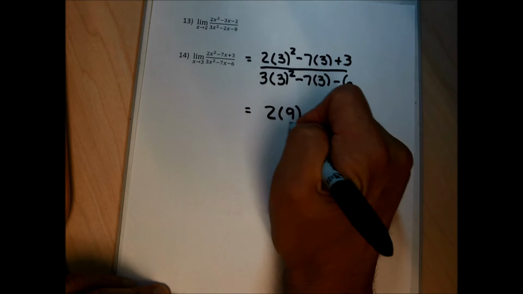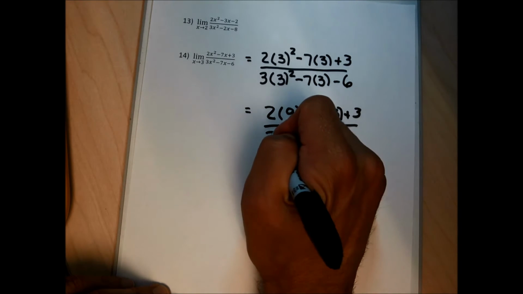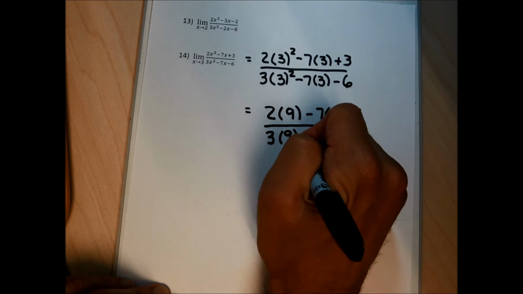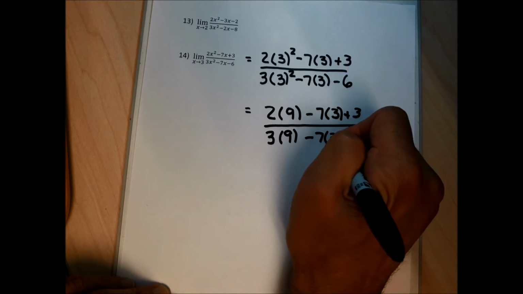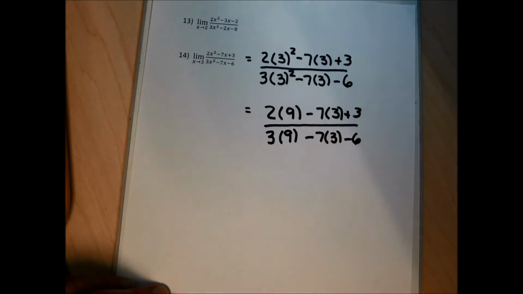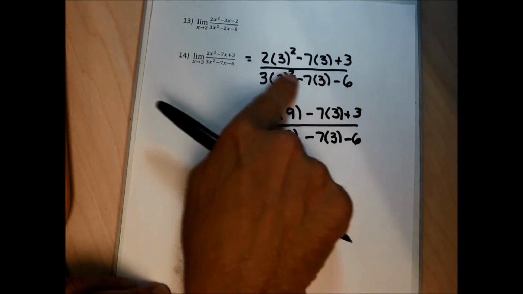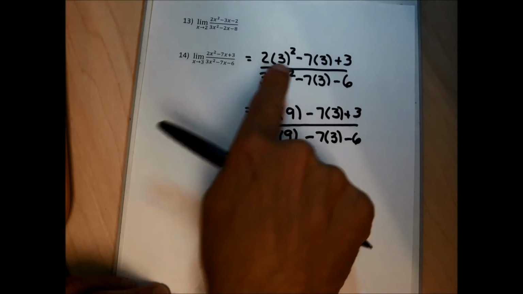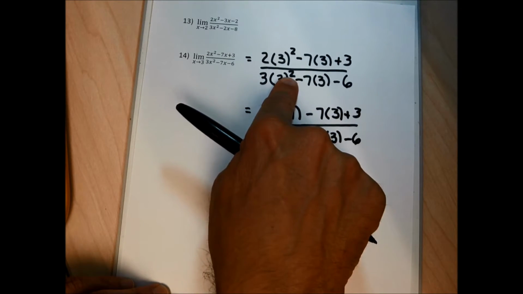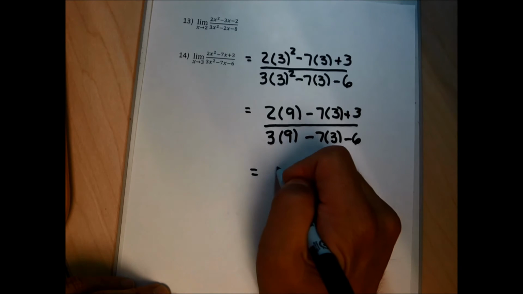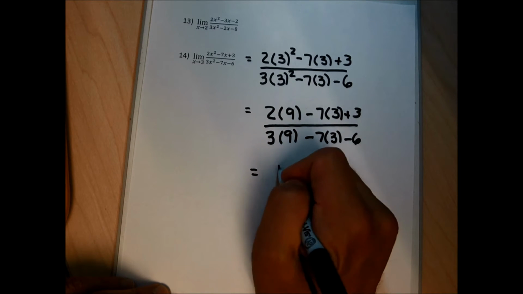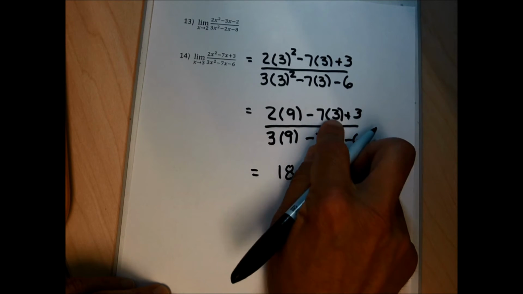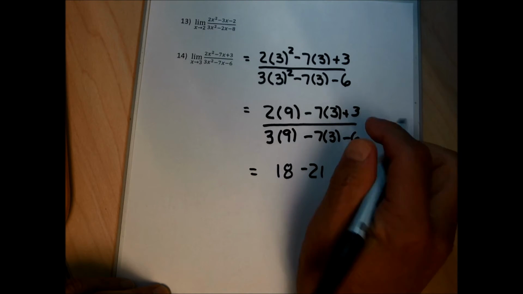I'm limiting the amount of algebra that I'm doing on a step just so you can follow, but you can certainly do more algebra than me. So first step, I plugged in 3 for the x's. Second step, order of operations requires me to do exponents. Third step, I'm going to do the multiplication. 2 times 9 is 18. 7 times 3 is 21, so I have the negative in front of it.